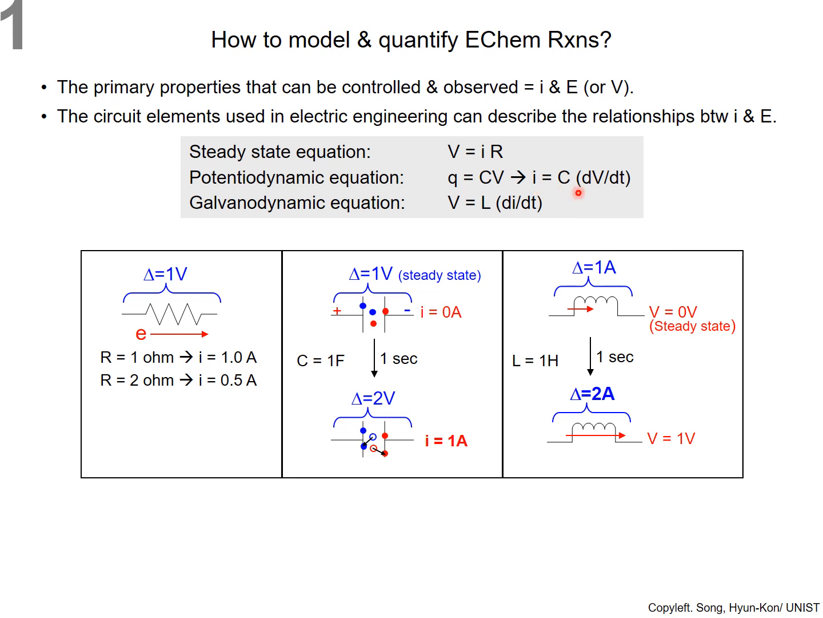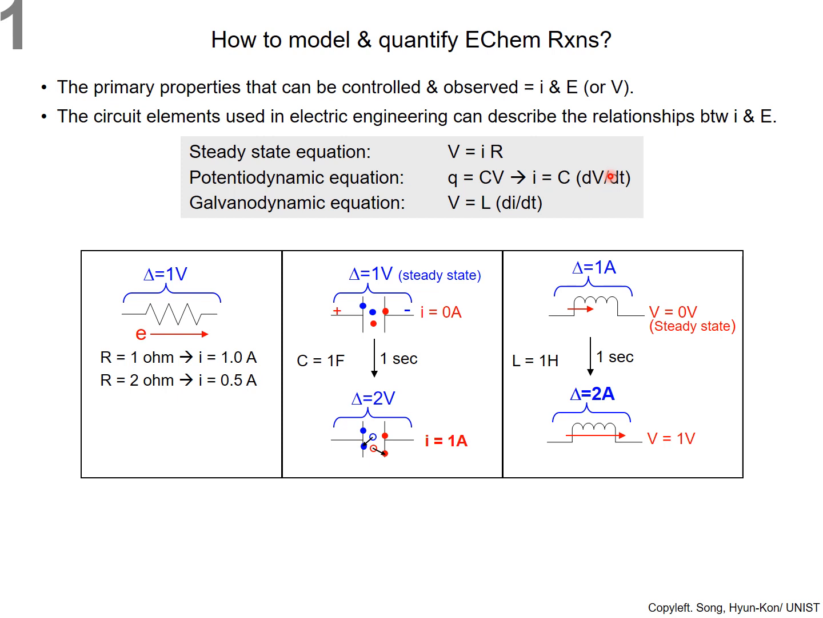So actually this equation is converted to Q is equal to CV, because after integrating both sides of this equation with respect to time, current goes to Q and dV/dt goes to V. So Q is equal to CV, which is the definition of capacitance you have learned in university physics. This equation comes from the relationship where current is just proportional to the first derivative of potential with respect to time.